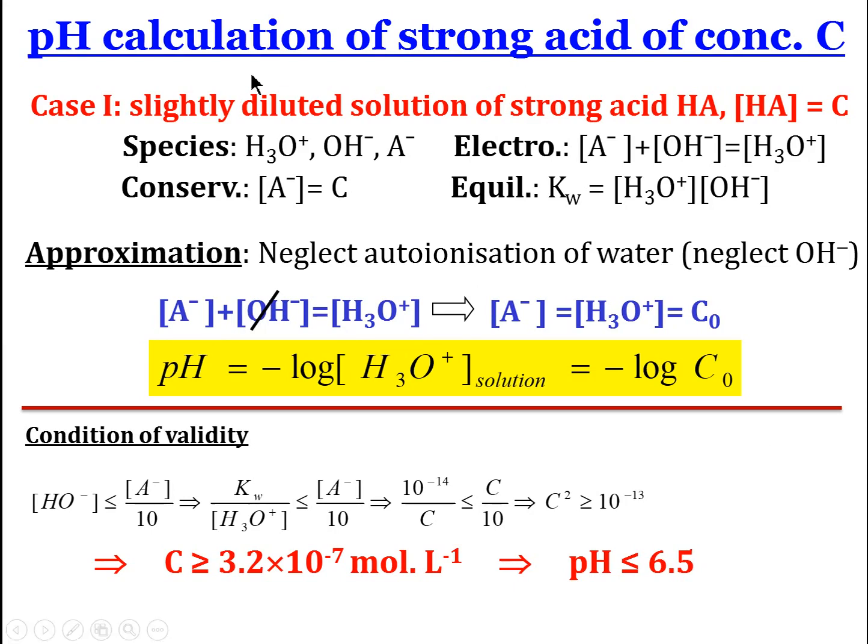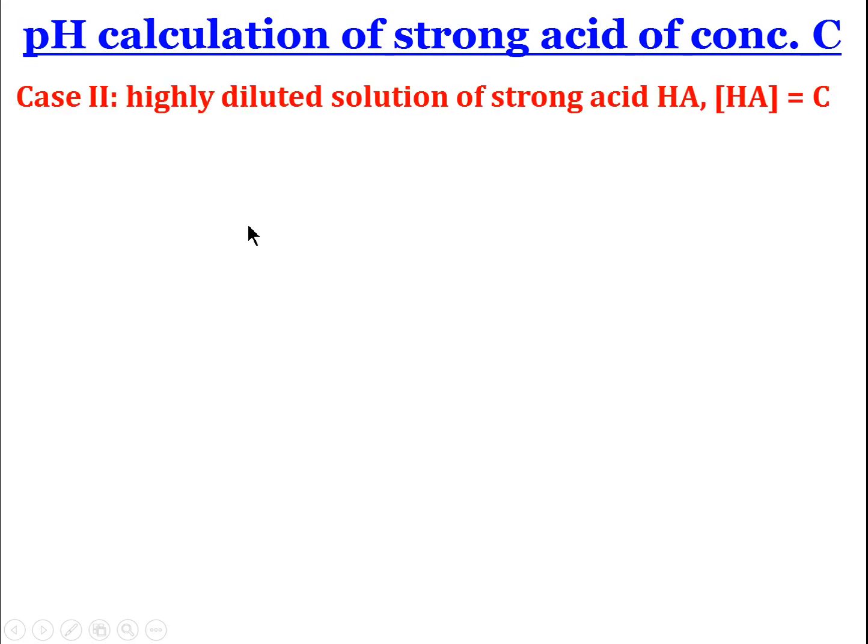So in the first part, we proved the formula one time, and we determined the condition of validity. So now, if we know the condition of validity, if we know the domain of the concentration of the strong acid used, we can use this formula directly without proof. Second case, suppose the acid HA used is strong, of initial concentration C, but is highly diluted.